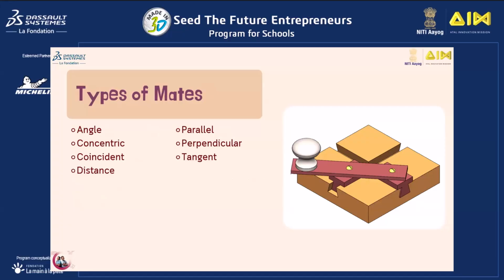So there are many types of mates. There are angle mates, there are concentric mates, coincident, distance. So I will quickly jump into XDesign and I will show you how these types of mates simulate real world phenomena in XDesign.